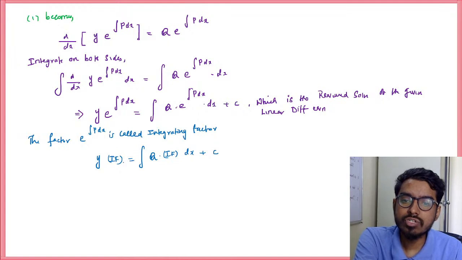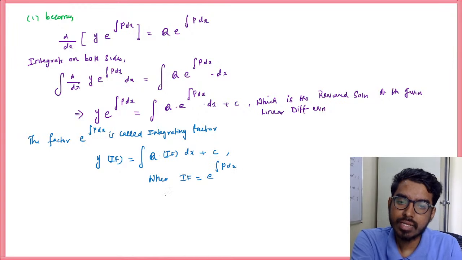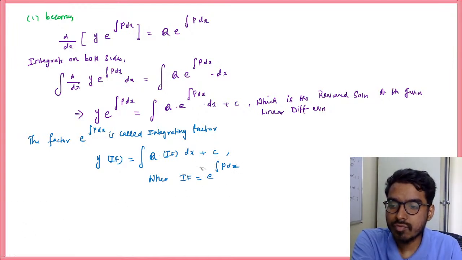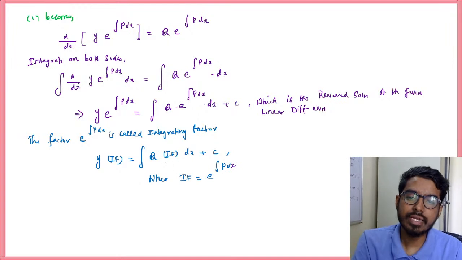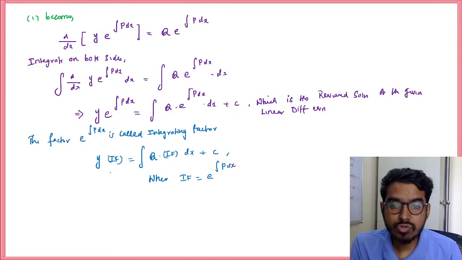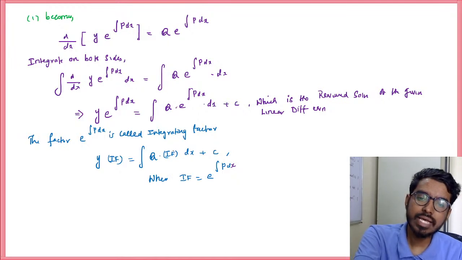So in order to find the solution, you have to find the integrating factor, where the integrating factor is given by e power integration of p dx, right? In order to find the solution, you have to find the integrating factor first, and after that substitute in this equation. This is the solution, right? Very simple. So we'll start solving problems.